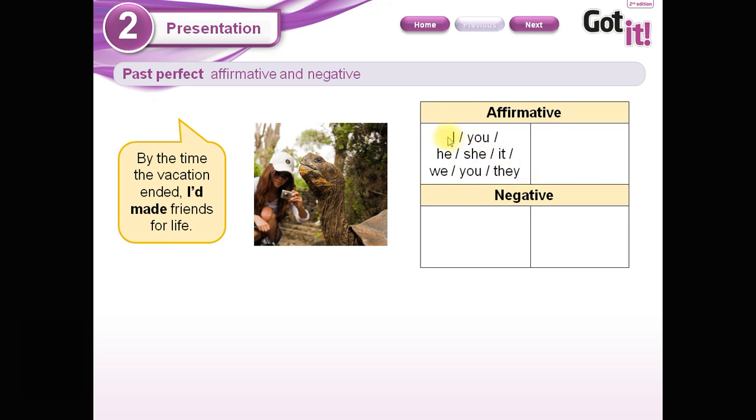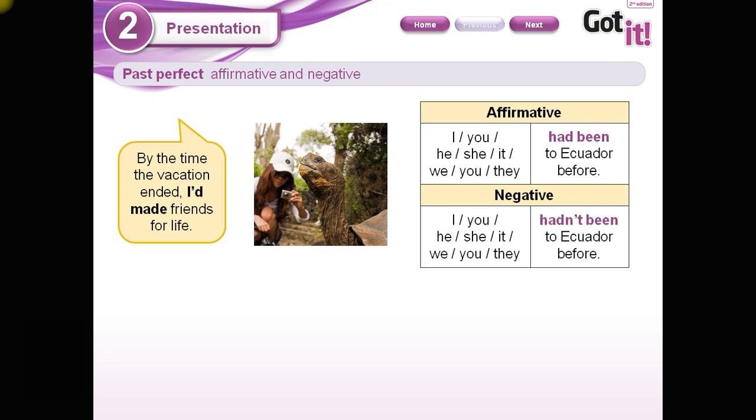All the pronouns I, you, he, she, it, we, you, they, affirmative, had been to Ecuador before. Had been. Habíamos estado. ¿Ok? Been es el participio del verbo be. Participio es la tercera fila en la lista de verbos, en la tercera fila. ¿Ok? Now, if we need it in a negative sentence, we use the pronouns and then hadn't.